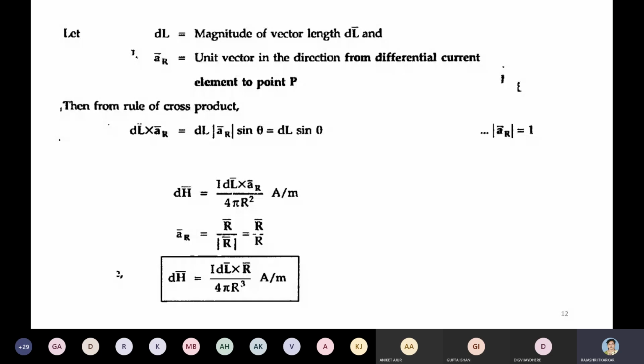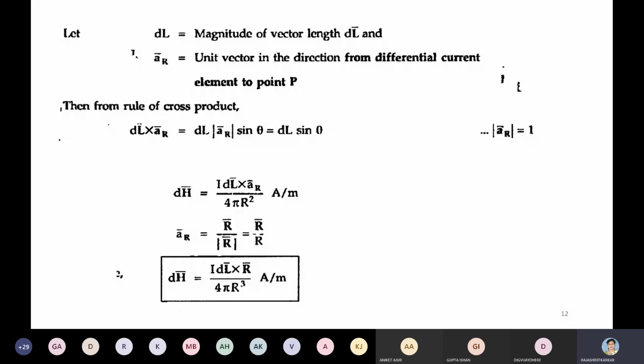And if I want to represent it in a vector form, then it is dl bar equal to dl ar bar, where ar bar is nothing but the unit vector which we have represented. Now, if I take the product dl cross ar bar, then it is given by the absolute value of dl ar times sine theta, or it is nothing but dl sine theta, where the magnitude of ar bar is equal to 1. Why? Because it is a unit vector.